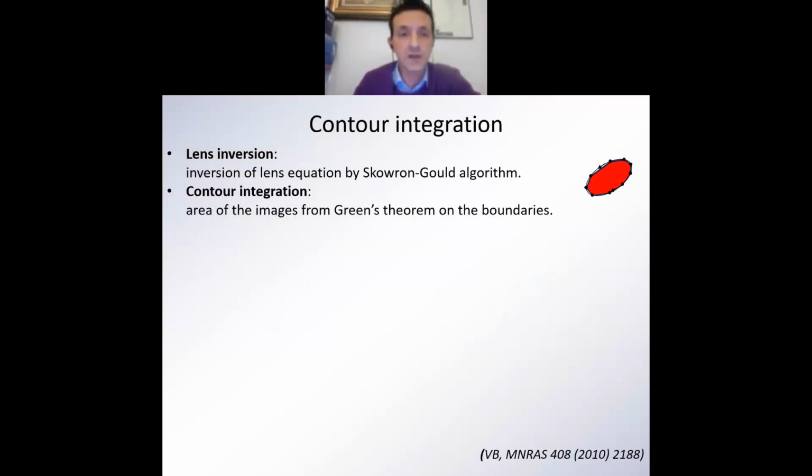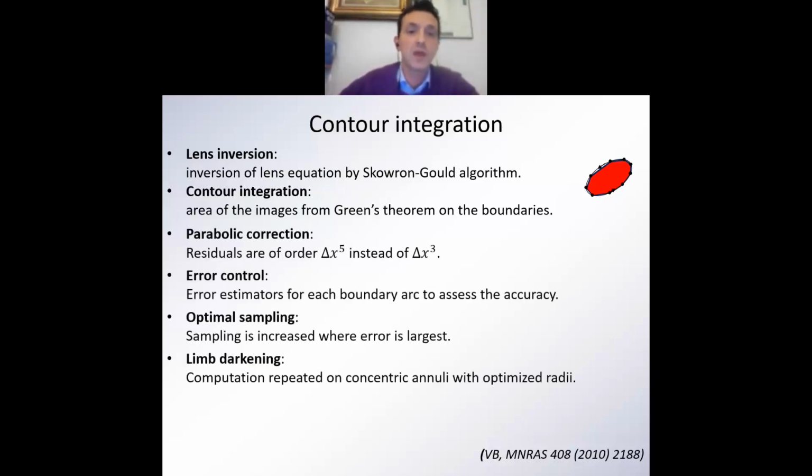So, just a few technical details. We want to reconstruct the images generated by gravitational lensing. We do it by inverting the lens equation, and so we sample the boundary of the source, and we get the boundaries of the images. Once we have the boundary of the images, we compute the area of the images by Green's theorem. But of course, if you want to be more accurate, you can also include a parabolic correction, and this is done in the code. And we have full error control.